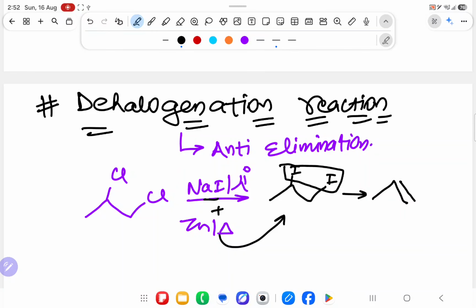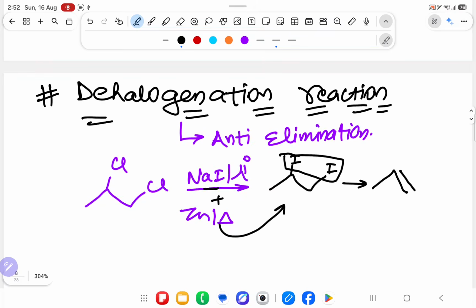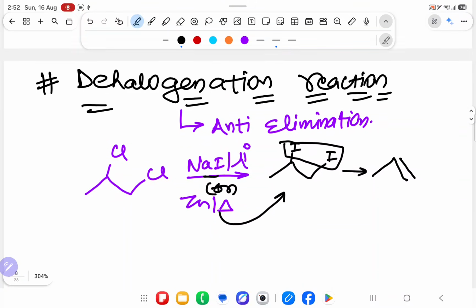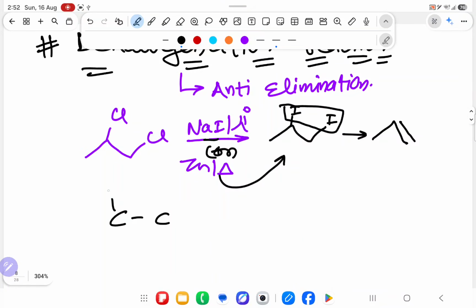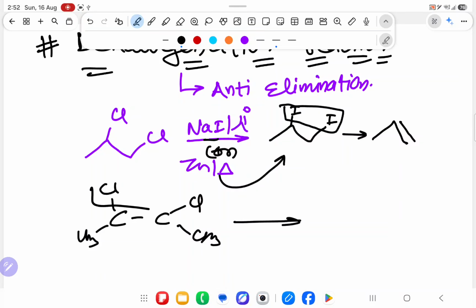First it will do Finkelstein, and after doing Finkelstein it will remove both the I. But there is no need to do Finkelstein; directly you can remove it. If Zn and heat is given, or suppose I give Cl here, CH3 here, Cl here, CH3 here, what will you do? You will remove these two, whether NaI plus acetone is given, giving a double bond, or Zn plus heat.